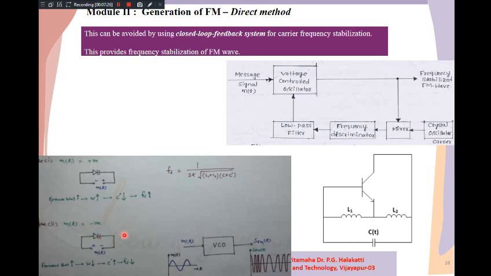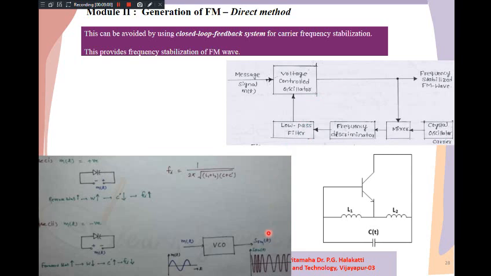Similarly, during the negative peak of the message signal, that is going to forward bias your varactor diode. When you forward bias the varactor diode, the junction width between the two plates will be decreasing. So the capacitance will rise. When capacitance rises, the denominator will increase, and then the total value, that is the frequency, will start decreasing. So this is how, guys, according to the amplitude variation of the message signal, your VCO is going to vary the frequency.